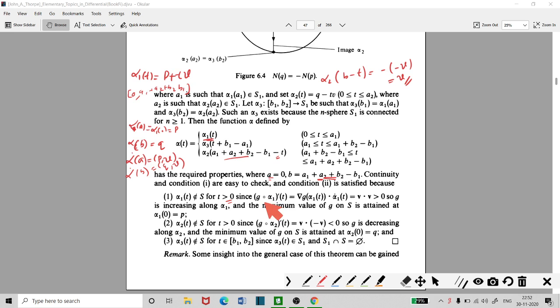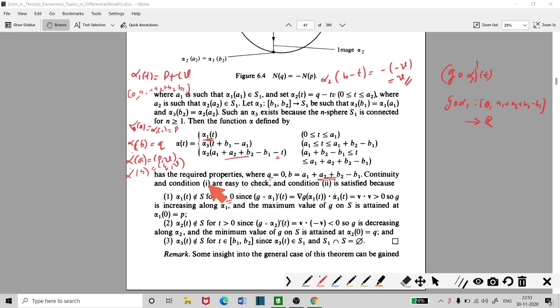We consider a new function, G composition alpha 1 of t. This G composition alpha 1 is a function from 0 to b, where b is a1 plus a2 plus b2 minus b1, to R. It's a real function. And what is the derivative? That is obtained by del G of alpha 1 of t dot alpha dot t, that is v dot v, which is norm v squared, equal to 1, which is greater than 0. So G is increasing along alpha 1.